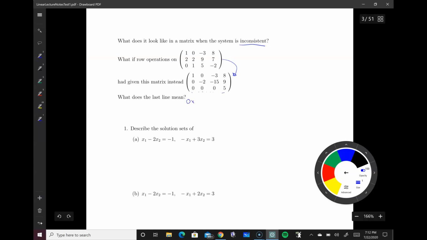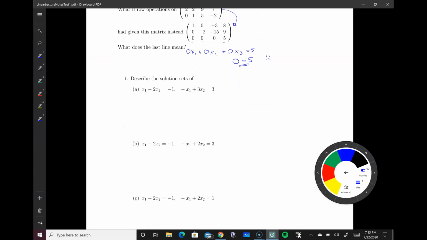This is saying 0 times x1 plus 0 times x2 plus 0 times x3 is equal to 5. 0 equals 5. That's really bad. So that's when you know the system is inconsistent, when you get something like that. All right, so let's go through and solve these and describe their solution sets.